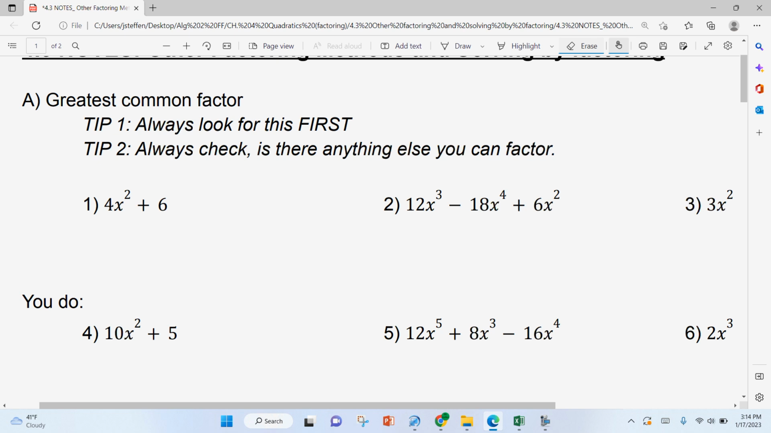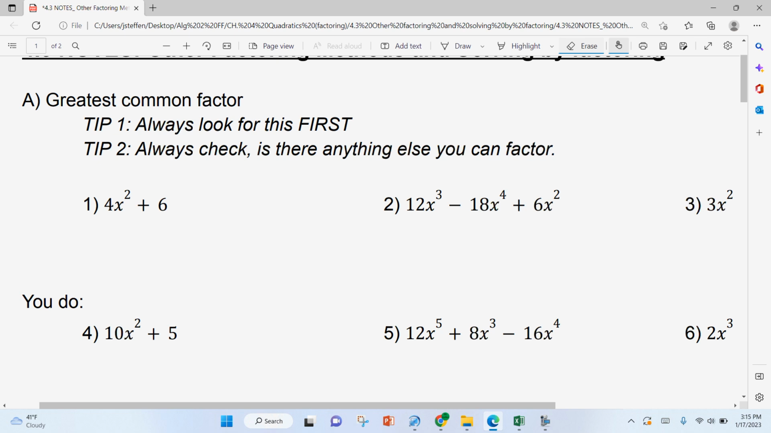This is the first thing you should always look for. Any problem you do, you should see if you can take out a greatest common factor. Sometimes you can, and that'll make it easier. Sometimes you can, and that is the only thing you have to do. The other thing is make sure you're checking when you're done. Make sure you see if you can factor anything else out of your answer. So we'll talk about that in a second.